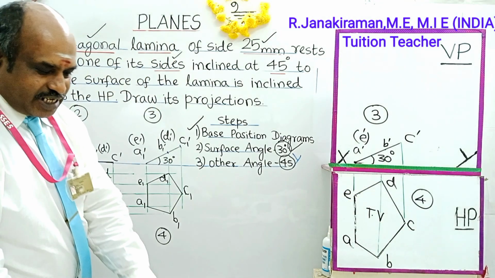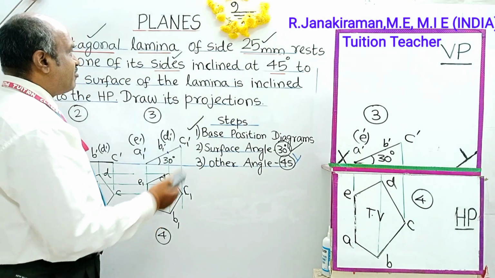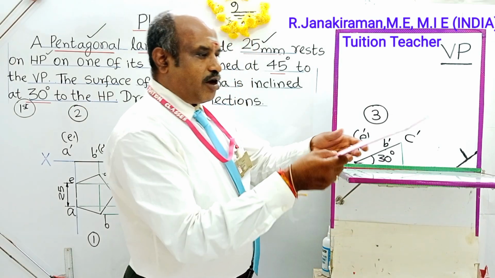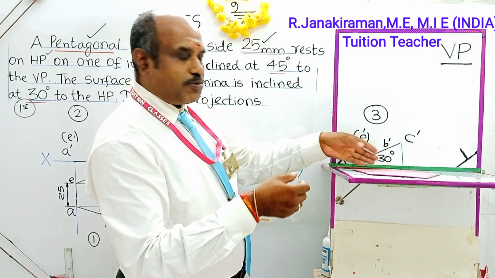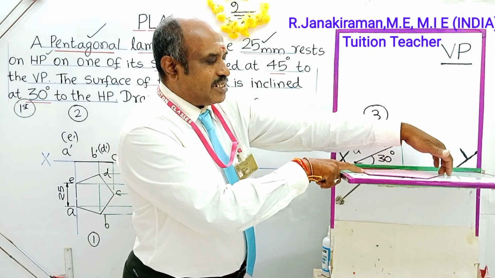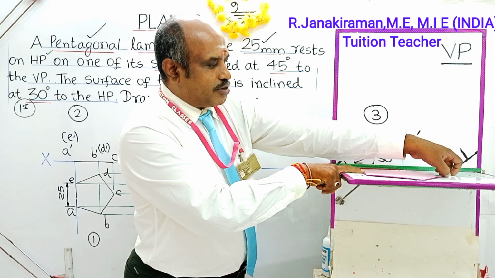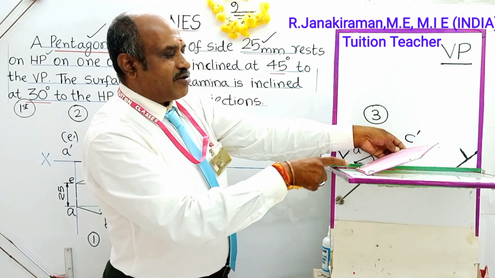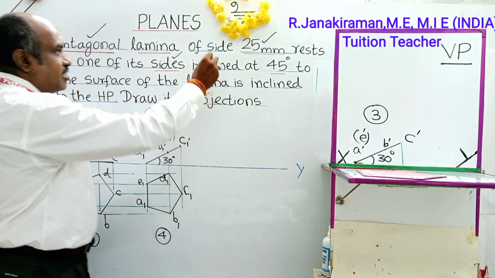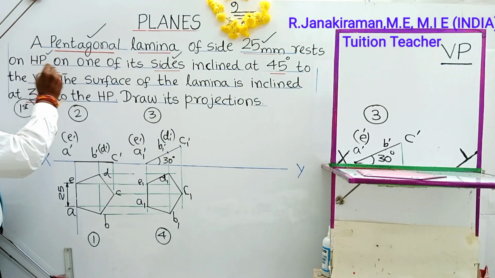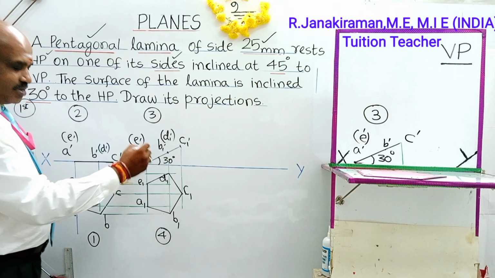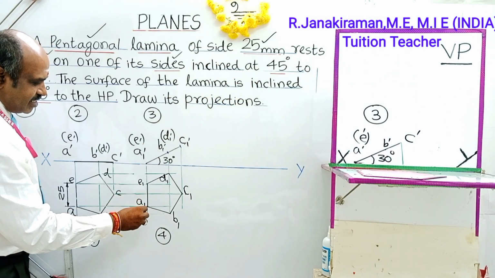Next we go for the final stage for completing the portion of Pentagonal Lamina. Let me erase this part. So earlier the object was placed like this for base portion, top view and front view completed. Next for surface inclination I tilted like this towards the left hand side, so that the side AE will have contact on the horizontal plane. Okay. Now as per the question, what is given? Rest on HP on one of its sides inclined at 45 degree. See in this diagram, this is the resting side AE I considered.